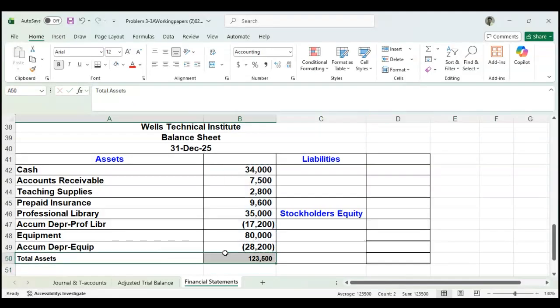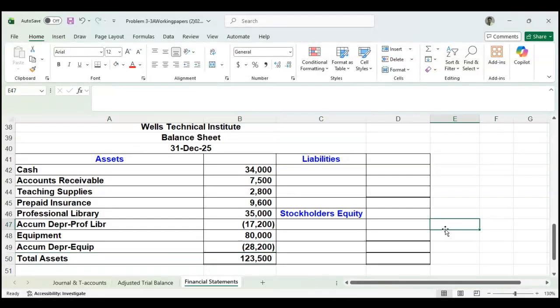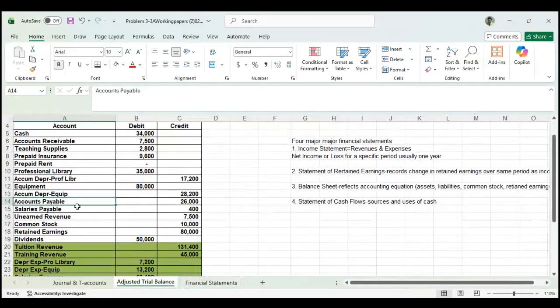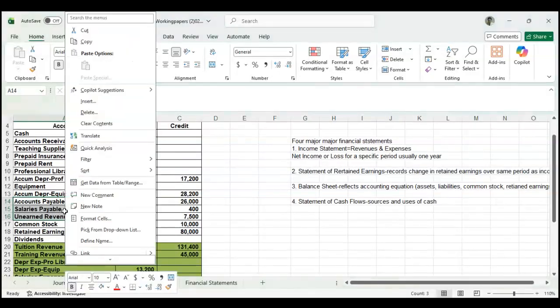So I got 123,500. Okay. So that means our liabilities and stockholders' equity has to equal this, right? Because the balance sheet has to balance. If it doesn't, we have an error somewhere. Okay. All right. So for liabilities, we have accounts payable, salaries payable, and unearned revenue. So let's copy those over.